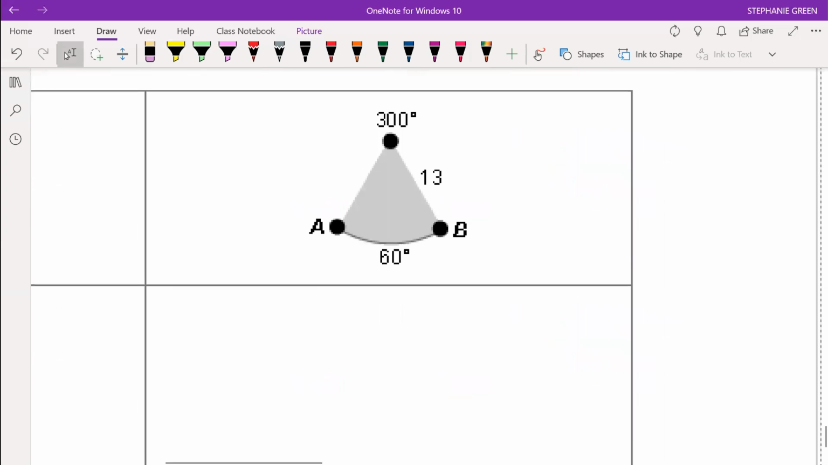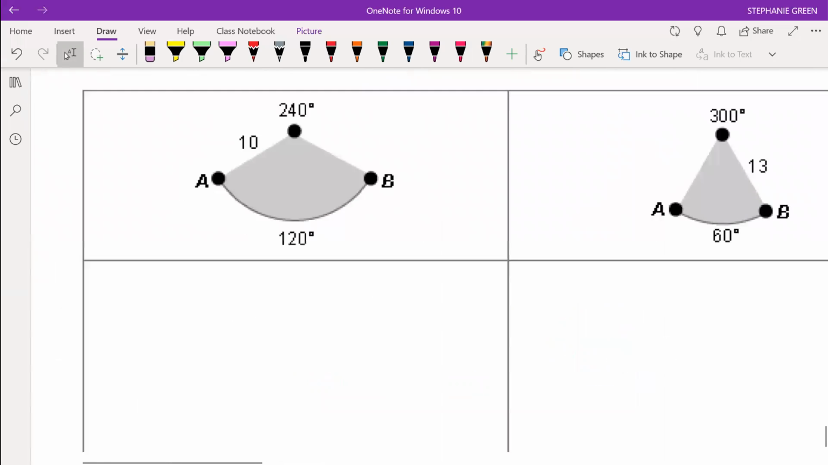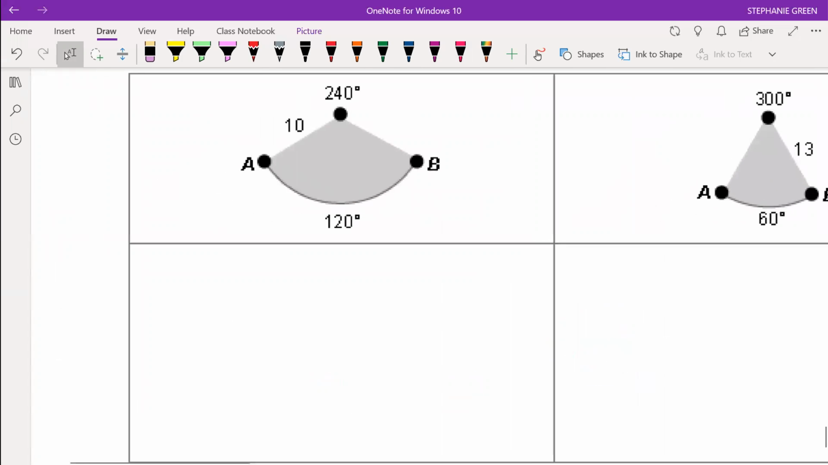Let's try a few more examples. Okay, and these sectors, they don't give us the whole circle, but that's fine, we don't need it. All we need is the radius and the measure of the central angle. The area of a sector is always equal to the measure of the central angle over 360 times the area of that circle, pi r squared.